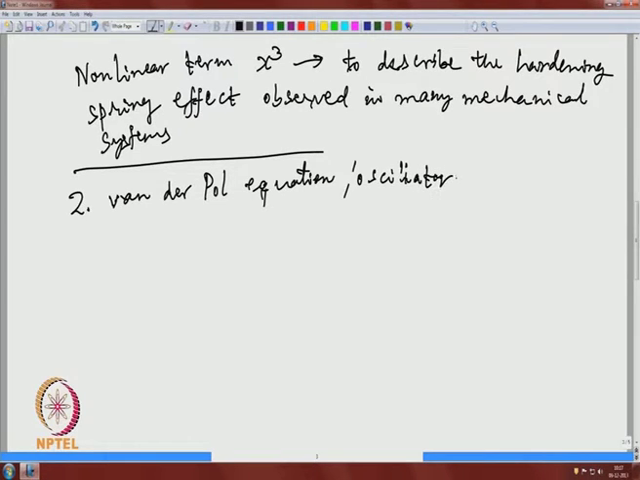So, van der Pol in the years around 1927, when he was working for the Philips company in Netherlands, extensively studied this equation both theoretically as well as experimentally using electrical circuits. Okay. So, this is again a second order equation.